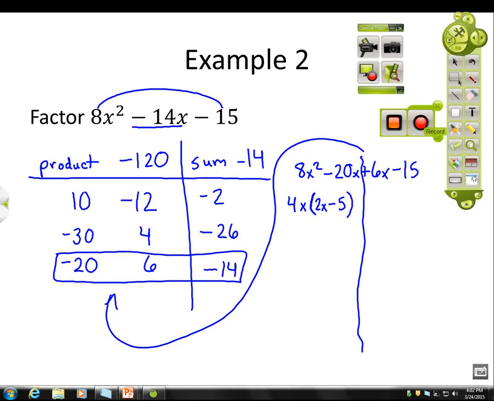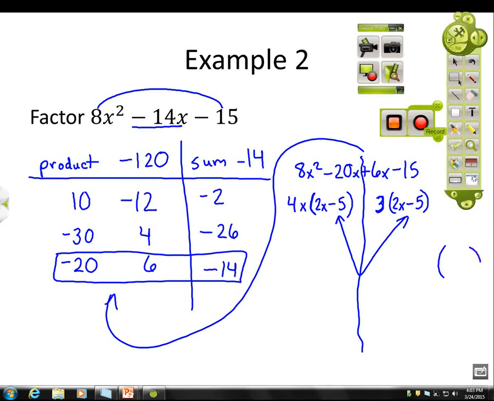Then I'm going to do the same thing on the other side. So I'm factoring 6x minus 15. So I know that 3 can go into both of those. I'm going to pull a 3 out. And to get 6x, we'd still need a 2x here. And to get negative 15, we'd still need minus 5 here. What you notice then is that both parentheses end up being the same thing.